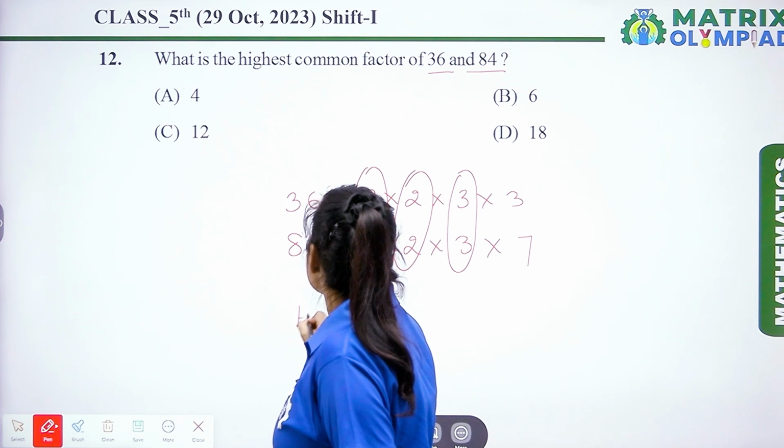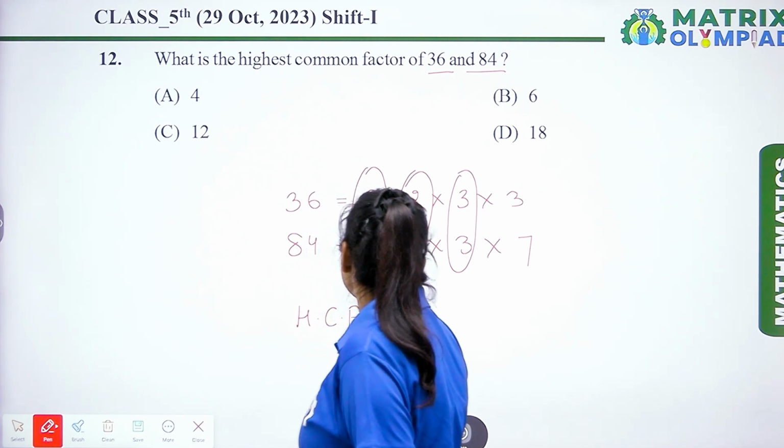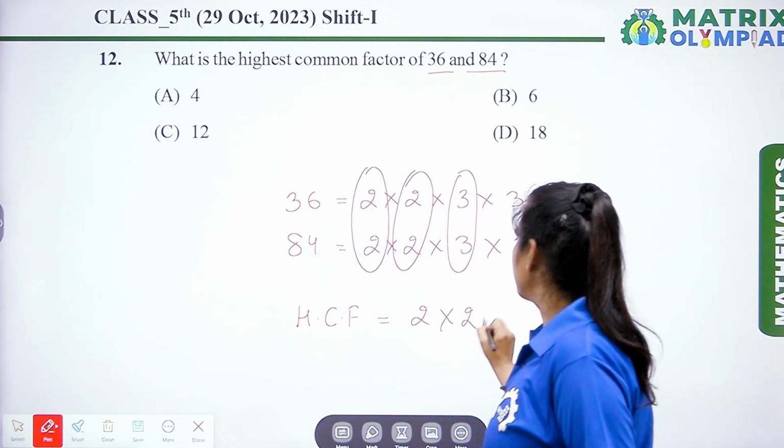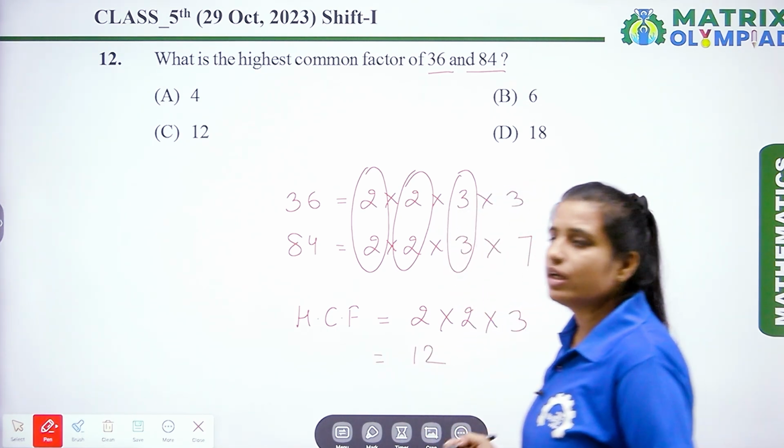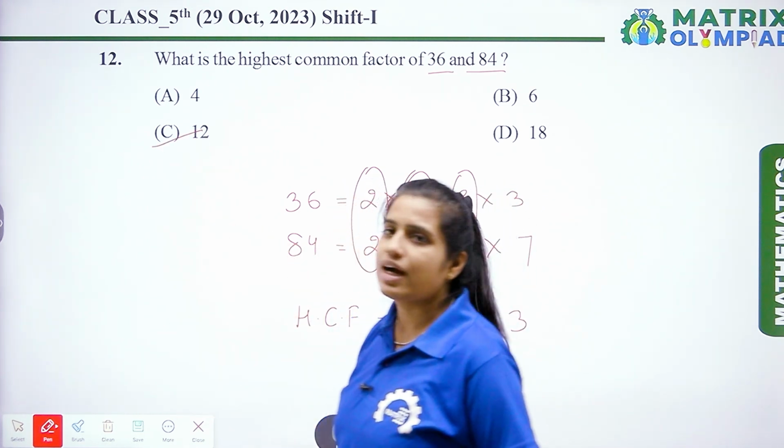So the highest common factor is equal to 2 multiplied by 2 multiplied by 3, that is equal to 12. So here option C is the correct answer.